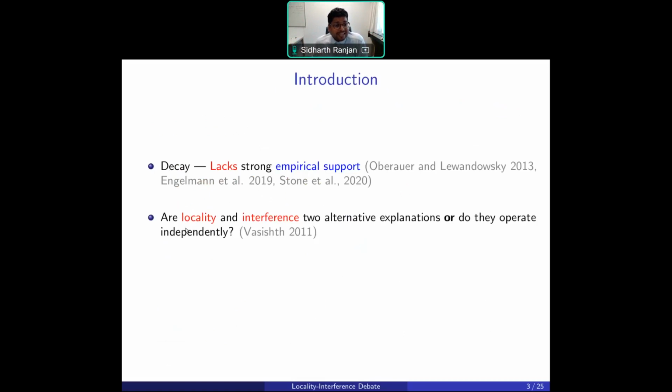Therefore, in this work, we ask, are locality and interference two alternative explanations, or do they operate independently? This serves as the goal for our work, where we tease apart the effects of locality and interference in Hindi, which is a verb-final language, rich in case marking, and exhibits a high degree of word order freedom.